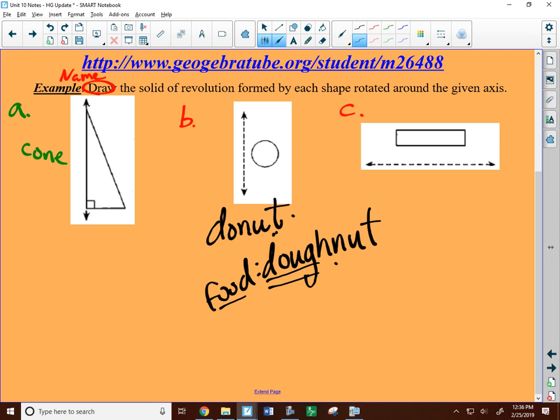All right, so Slinky. I like that one. It just really illustrates what is formed there. You can even see the circles all the way around.